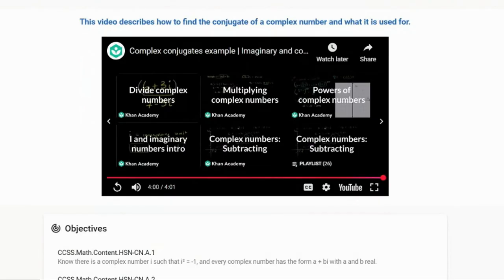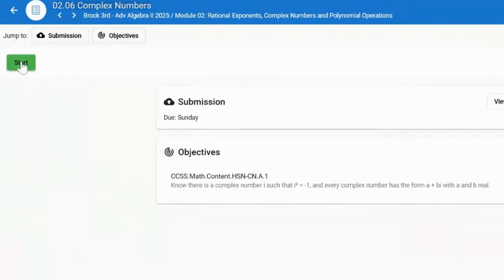All right. Might keep that handy if you need to come back and review it, because we're going to use a lot of that kind of math in solving complex numbers. All right, let's look at the assignment for 2.06.